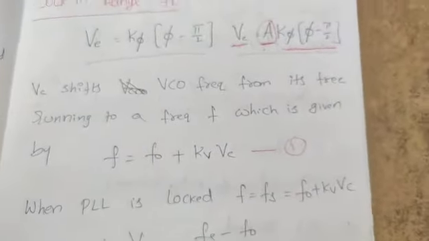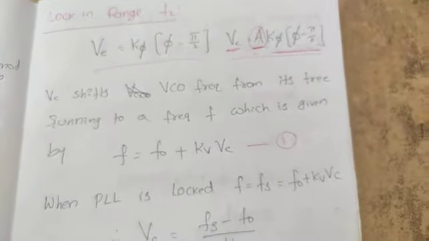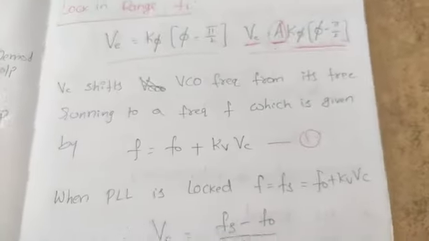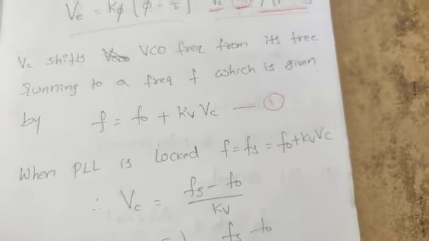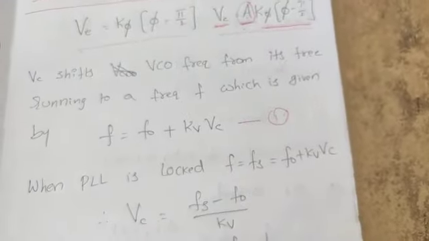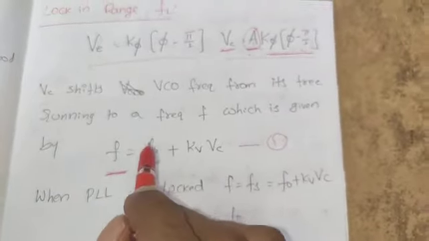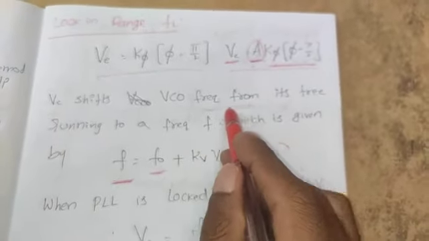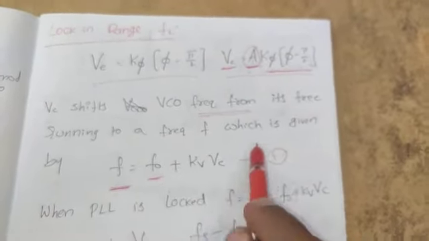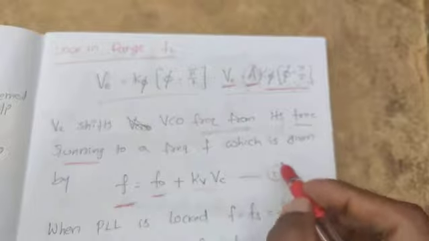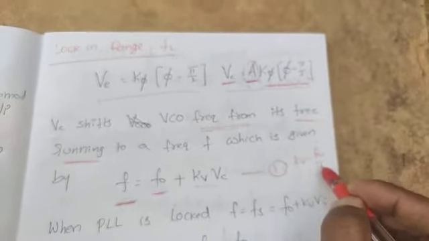Now, what is VC? The control voltage shifts your VCO free running frequency to a new frequency. The voltage controlled oscillator has some frequency, and depending on the control voltage, it decides how much output frequency has to be generated. So I take F as the new frequency, and F naught as the center frequency or free running frequency, and kV into VC, where kV is equal to delta F naught by VC.